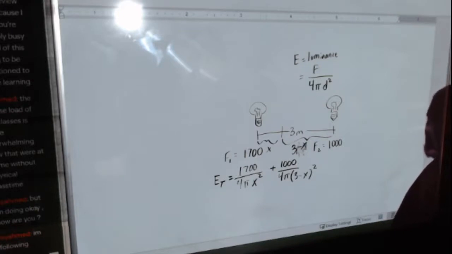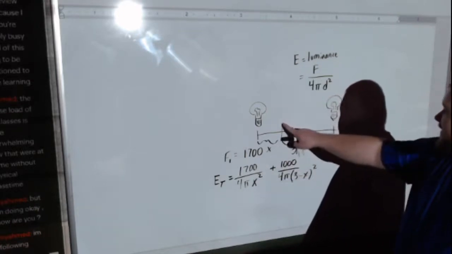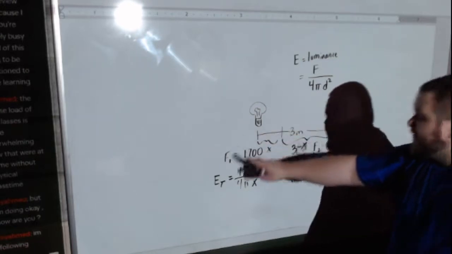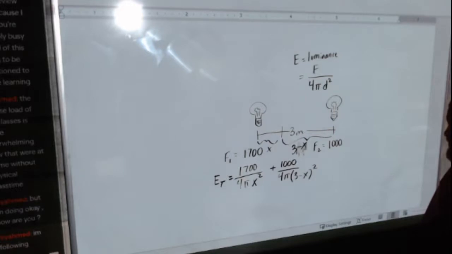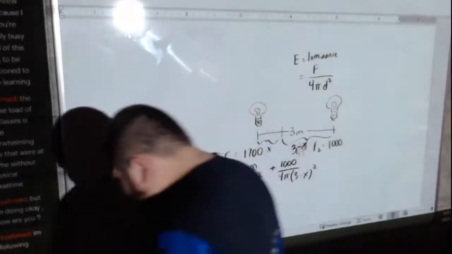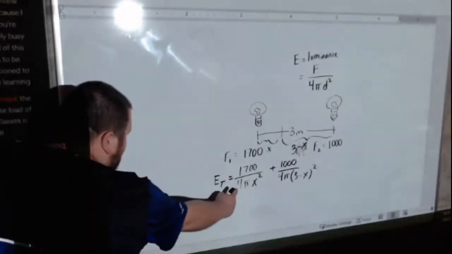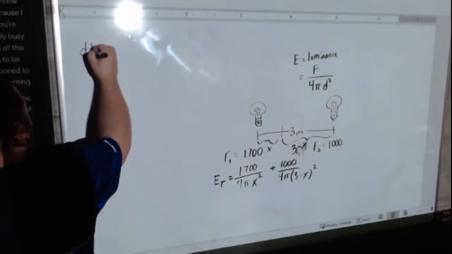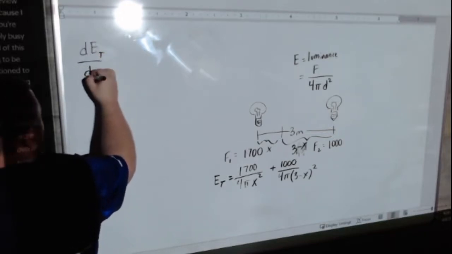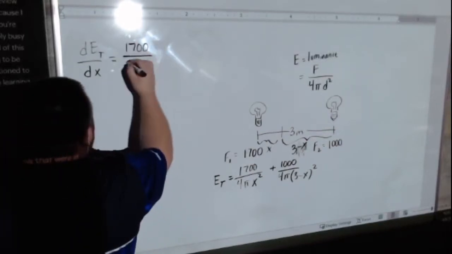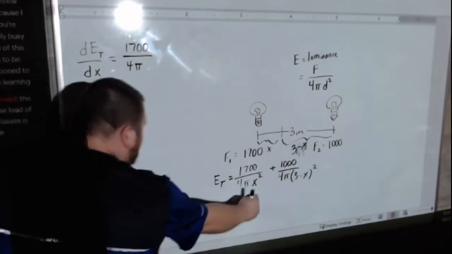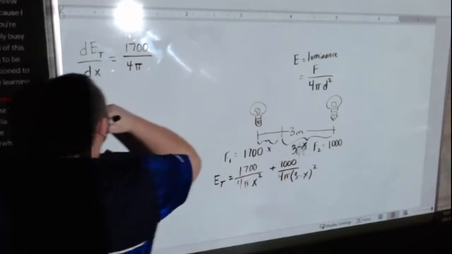All right. So this is the equation for the total brightness at this point. We want to minimize this brightness, right? We're trying to find the lowest brightness. So to do that, I have to take a derivative, and I have to set it to 0. So, derivative of this first piece, right? I'm finding dE dx. Well, that's 1700 over 4 pi, derivative of x to the second in the denominator.